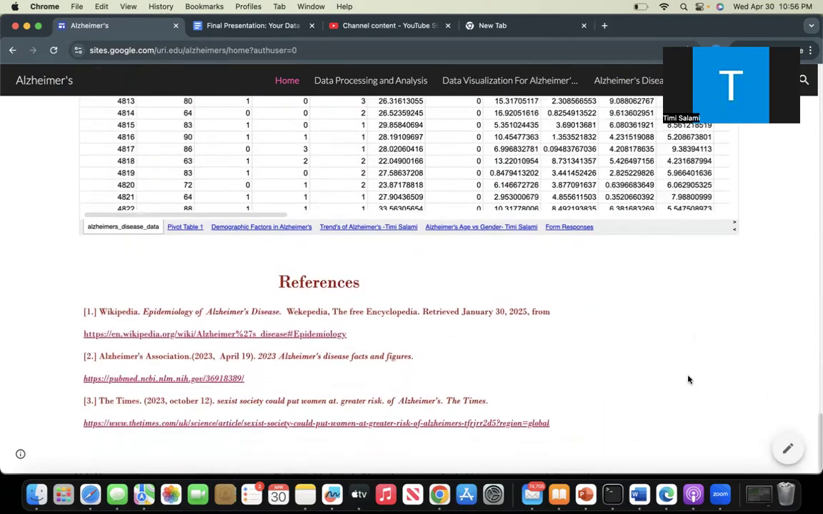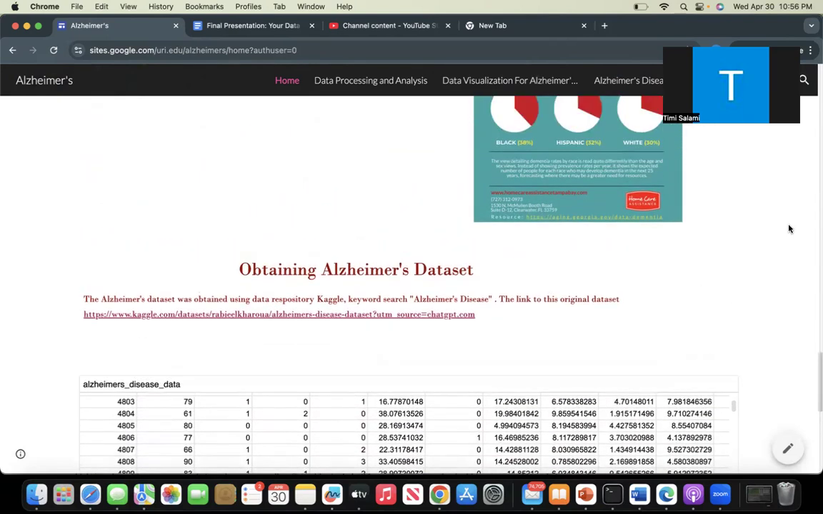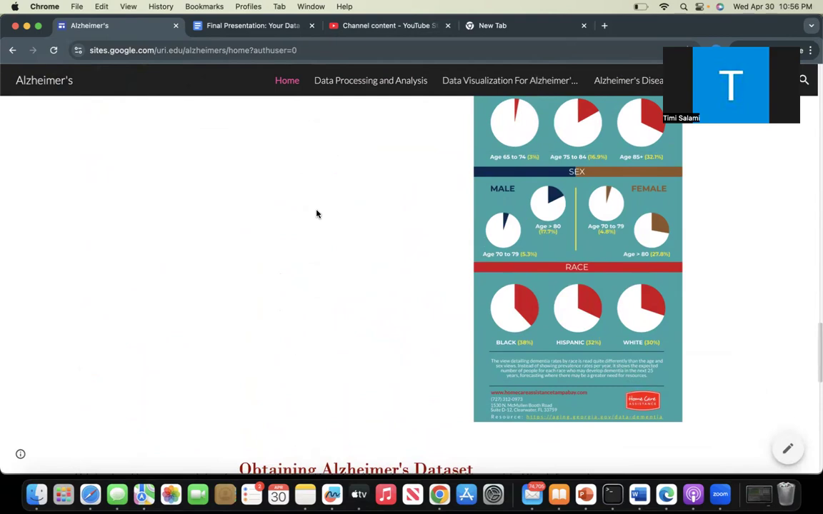For the other data set that I used, it was a Google survey that I created on Alzheimer's disease, gauging public awareness and so on. For the Google survey, I asked how does age affect awareness? What symptoms do people know about Alzheimer's disease? And what factors can link to this diagnosis?